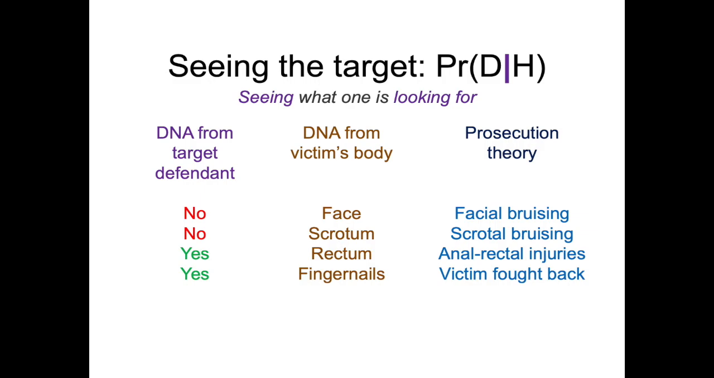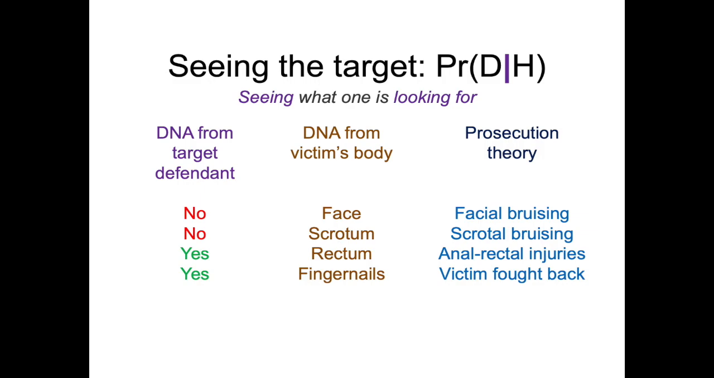In the example case, as shown in the central brown column, DNA was taken from the victim's body, from his face, scrotum, rectum, fingernails, and on the right, we see how these different items would support the prosecution theory, with facial bruising, scrotal bruising, anal rectal injuries, and that a victim fought back. And on the left, we see the DNA from the target defendant.